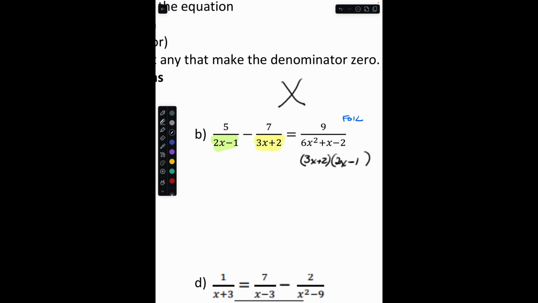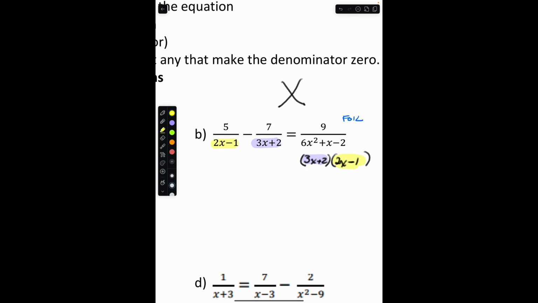It's not an accident that those numbers are showing up over here. I mean, that was kind of a clue for me of what the factoring needed to be. All right, that whole point is to say that I've got a factor of 2x minus 1. I've got a factor of 3x plus 2. And the same things show up over here.